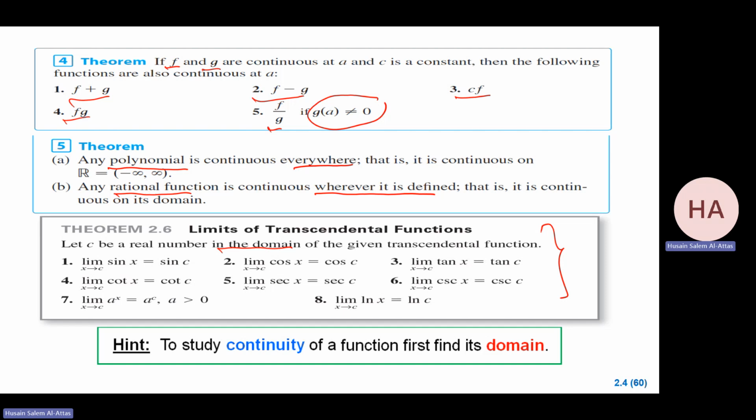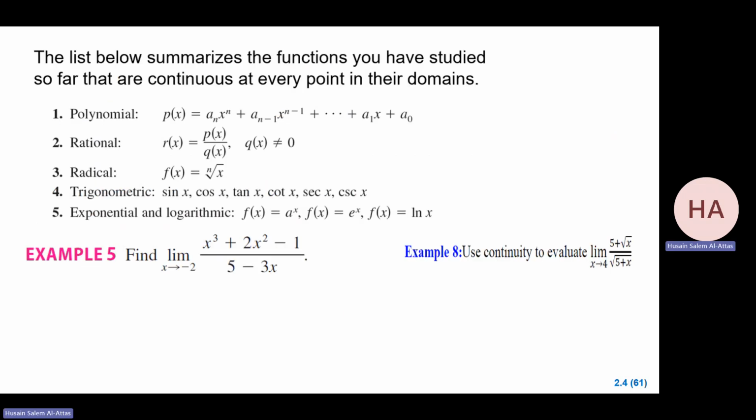So to study the continuity of a function, we need to check what its domain is. As I said, polynomial, rational, radical, trigonometric, exponential, all of these are continuous in their domains. Why are we concerned about that? Because if the function is continuous, then finding the limit is just substituting.